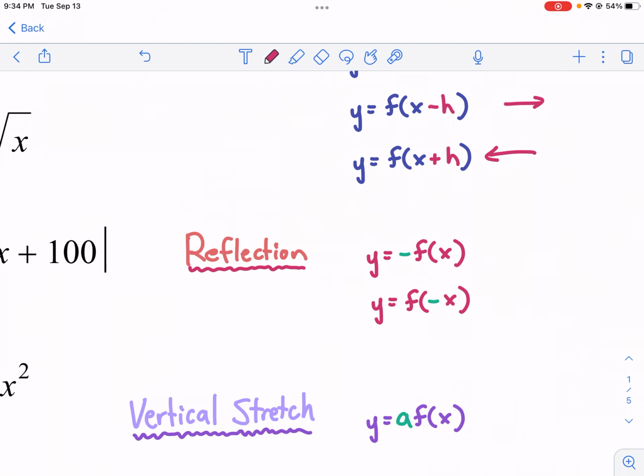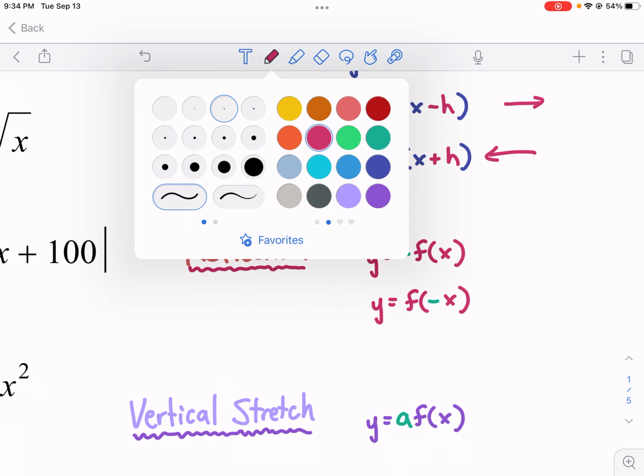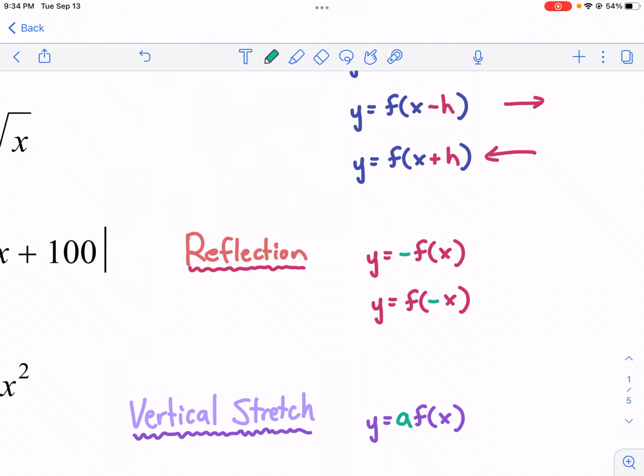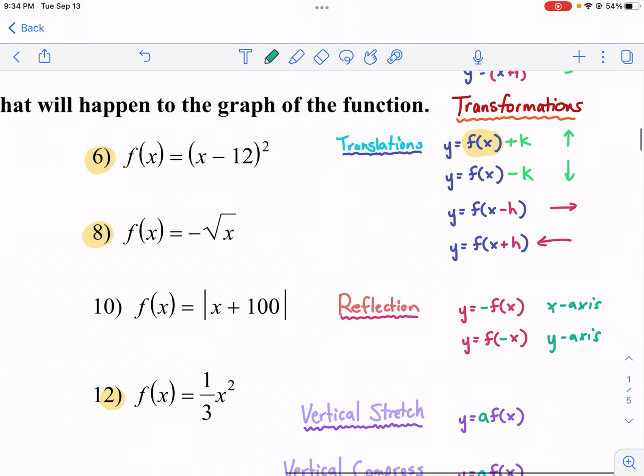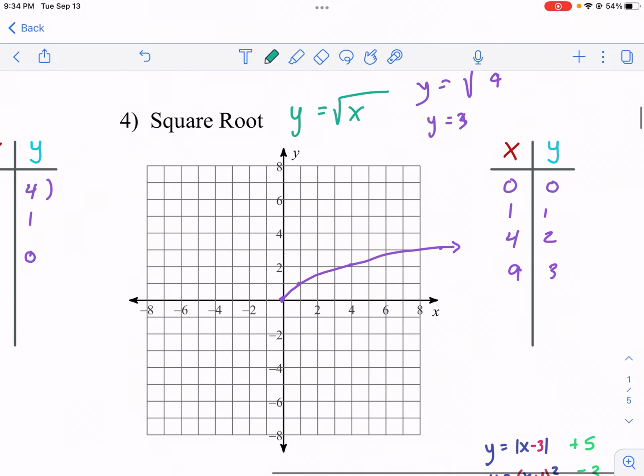Reflection. So if we have a negative sign out in front, we are flipping over the x-axis. And if we put the negative on the inside, that's over the y-axis. This is a good one to review with the square root. So if we have y equals negative square root of x, it's going to flip over like this. That's over the x-axis. See the x-axis? If we have that negative sign out in front of that square root function, that means it's going to get flipped over the x-axis.